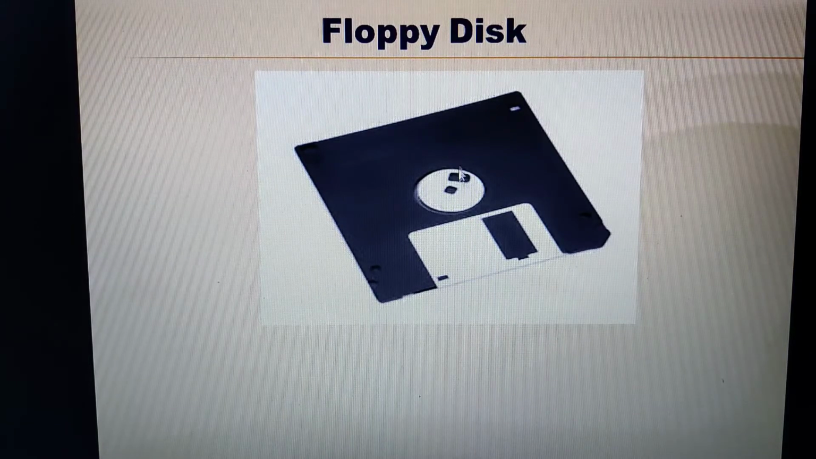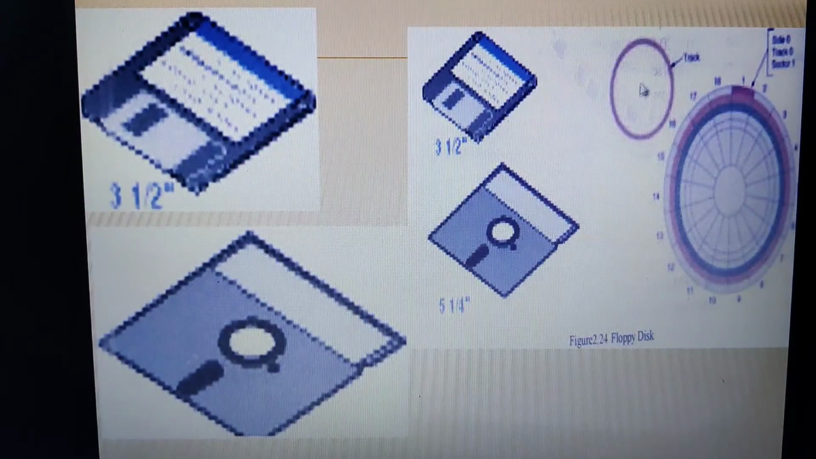Can you see here? It's a kind of circular disk which has been placed in a semi-rigid protective jacket. It has been coated with a magnetic medium. So this disk also rotates like how the hard disk rotates. Here it is taking around 360 rotations per minute. So if I want to read the contents from the floppy disk, again we need to make use of the read or write head.